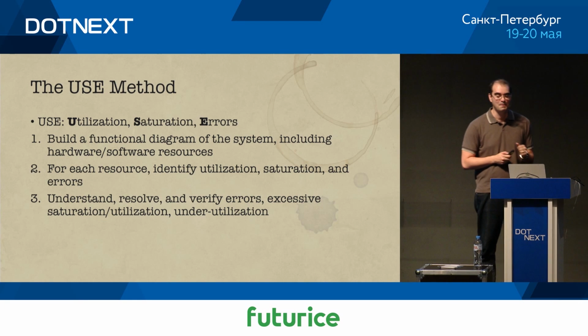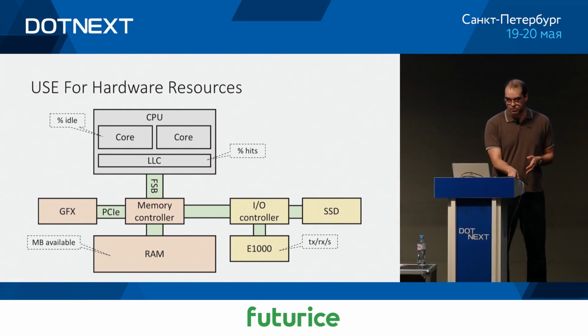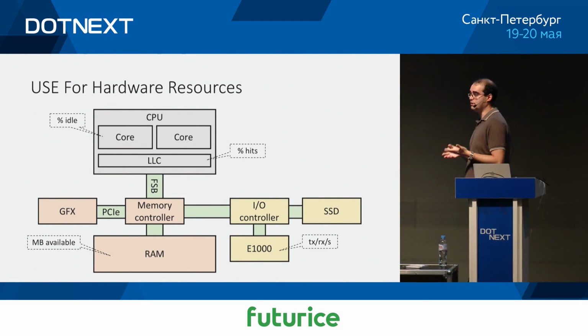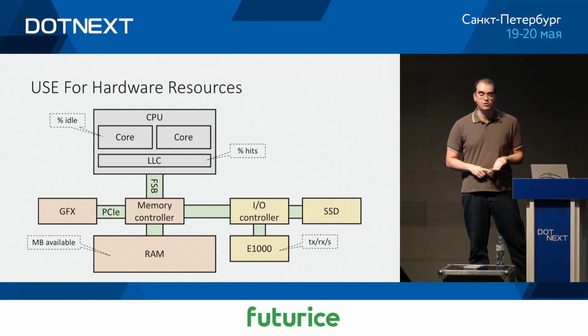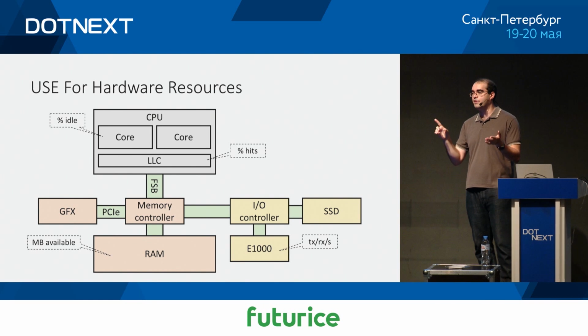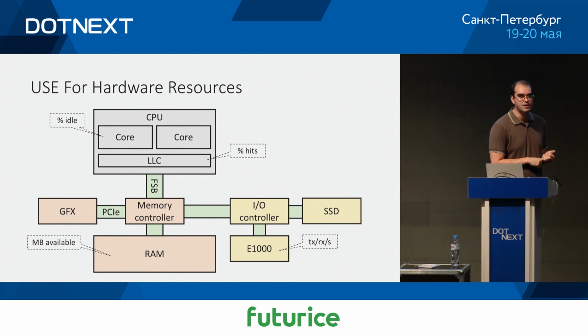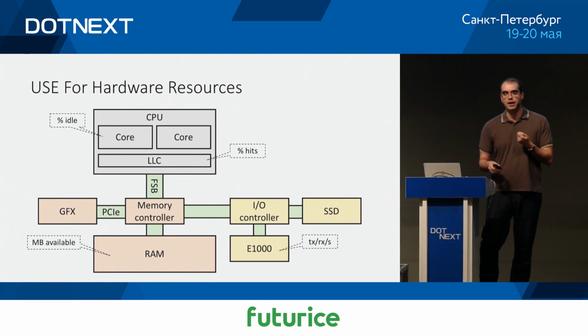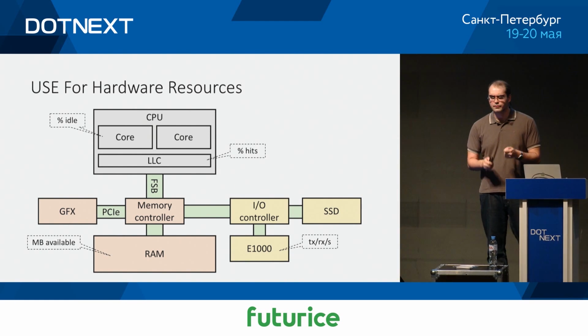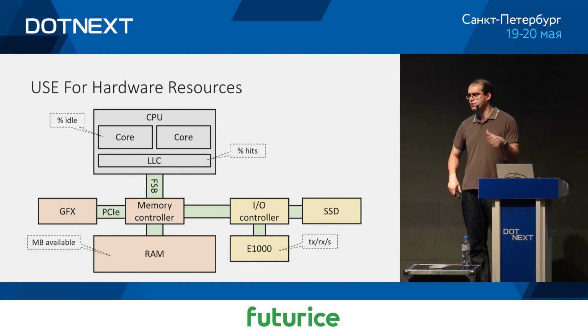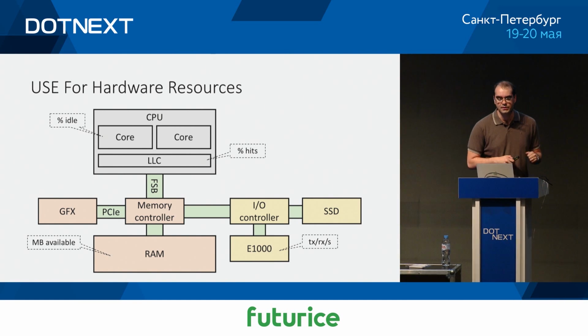This is the process. Here's what USE could look like for hardware resources. You have processors, you have memory, you have graphics cards, you have hard drives, you have network cards, and all of them can have utilization, saturation, and errors measured. And I'll show you how to do so on Windows in a moment. I have a checklist like that.